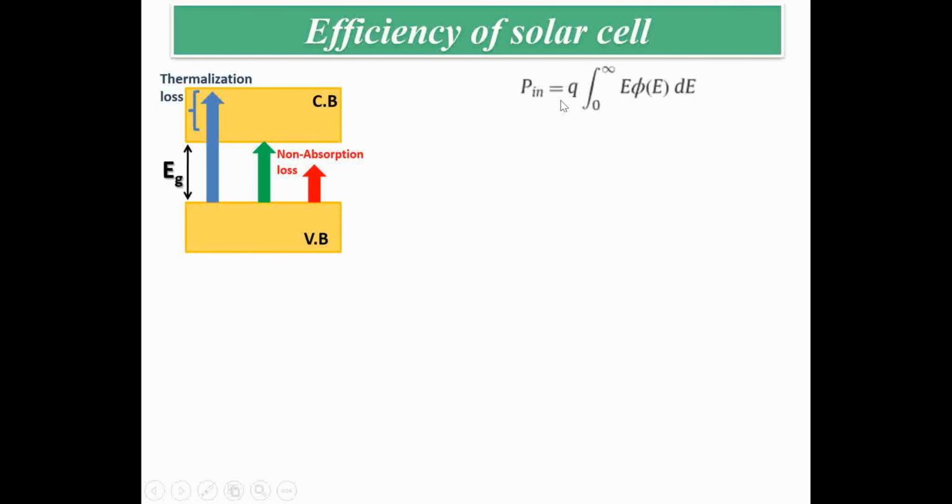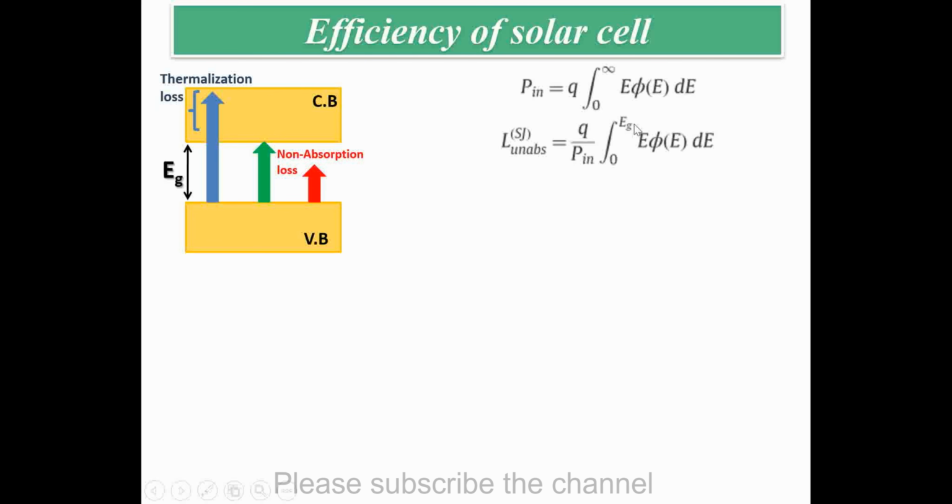Now what are our losses? The first loss is our nonabsorption loss. These are all those photons which have less than the band gap energy, so 0 to EG. Photons from 0 to EG are not absorbed. The photon should be EG or above EG, and only then is it absorbed. So this is the integral from 0 to EG of E times phi(E), with E the energy of photons and phi the photon spectrum. That is the nonabsorbed part.